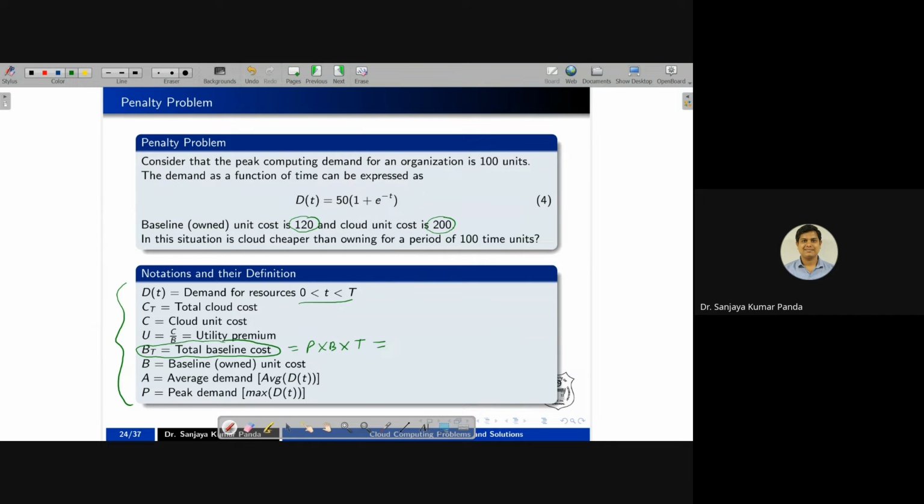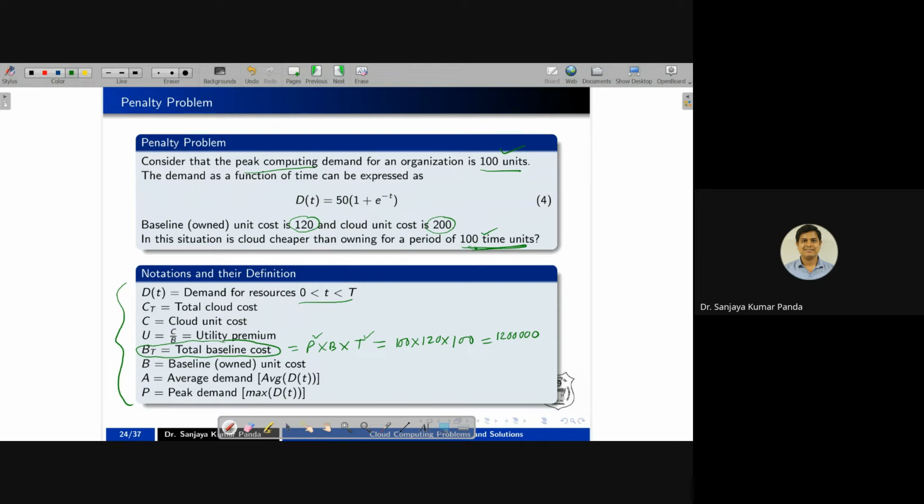In this case, P is given as 100 units, B is 120, and the time period T is also 100 units. So the peak demand is 100 units, and over the period of 100 units, it is multiplied by 100. This P represents the 100 units, and this T indicates the 100 units. So you will get 1,200,000 units.